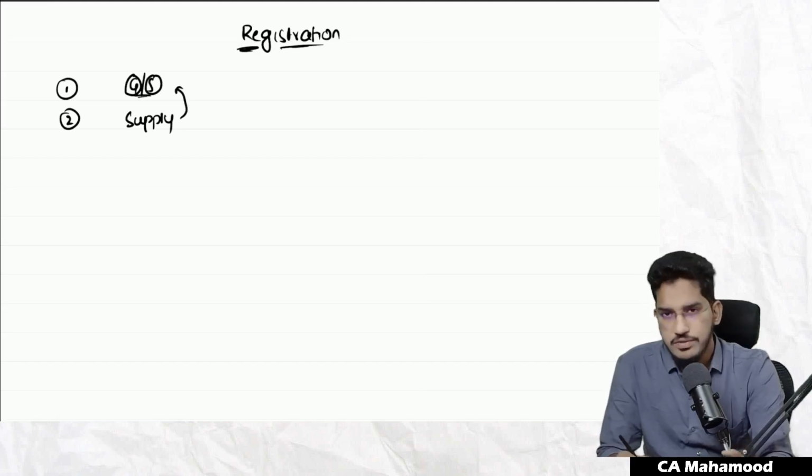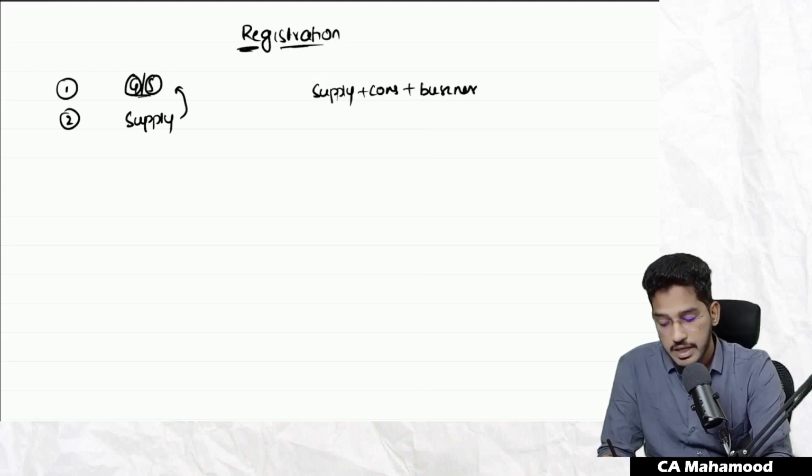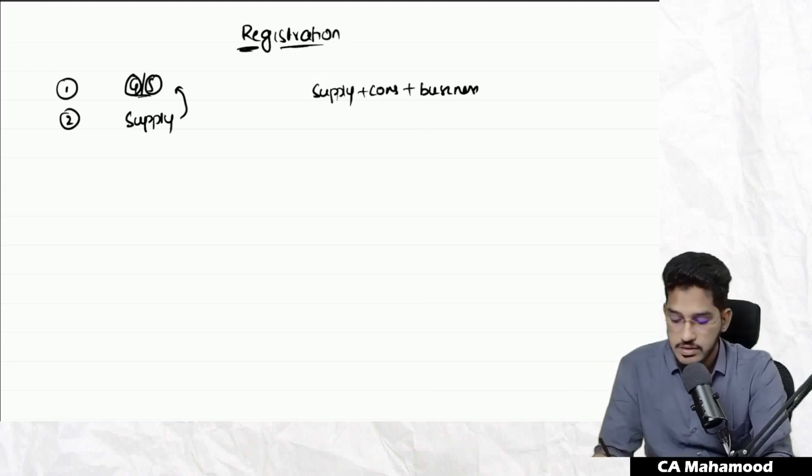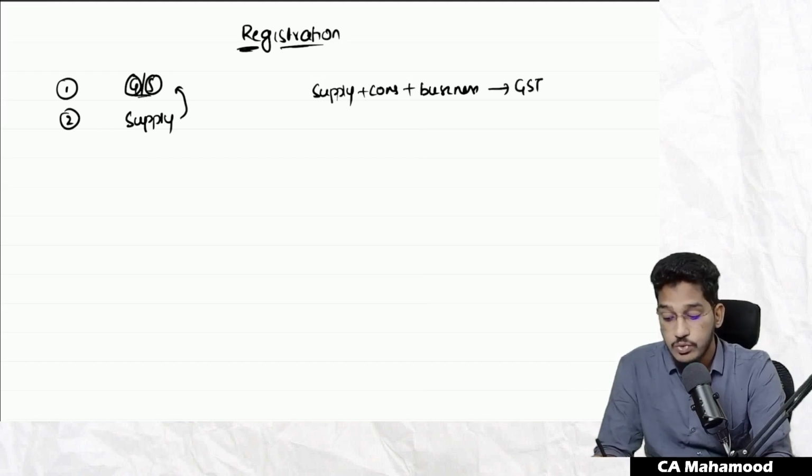And in section 7 we have seen so many conditions: there should be supply, which includes all forms of supply, there should be consideration, and it should be in the course or furtherance of the business. Then it will be treated as supply of goods or services. GST will be imposed, GST will be levied.